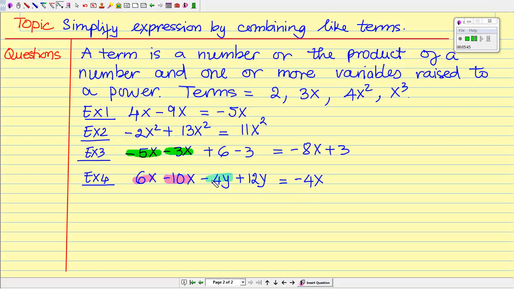And let's highlight the next two terms. These are also like terms, they have the same variable y. So now I'm going to combine the coefficients in front. I have negative 4 plus 12, which is positive 8, and then bring the variable y. Okay, let's move on to example 5.